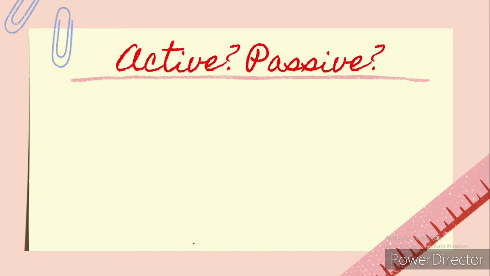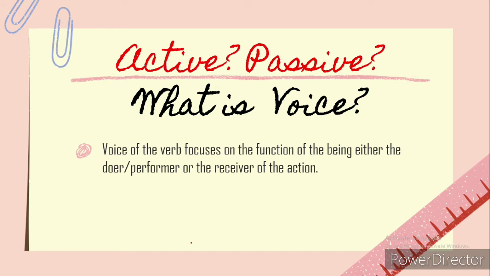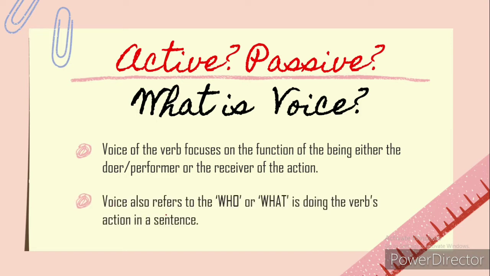Active, passive. What is voice? Voice of the verb focuses on the function of the subject being either the doer, performer, or the receiver of the action. Voice also refers to who or what is doing the verb's action in a sentence.